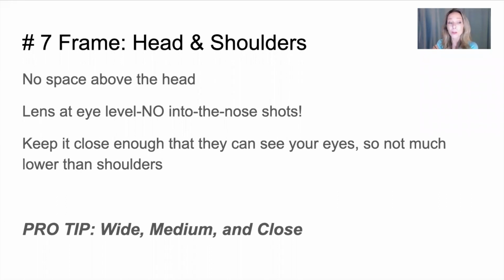Okay. Frame, head and shoulders. So here's your frame. You definitely don't want to do that. No, this is wasted space here. No space above your head. Have your head just touching the top of the frame. Lens at eye level, already said that. See your eyes. Right below the shoulders is fine. Now, pro tip: wide, medium, and close.